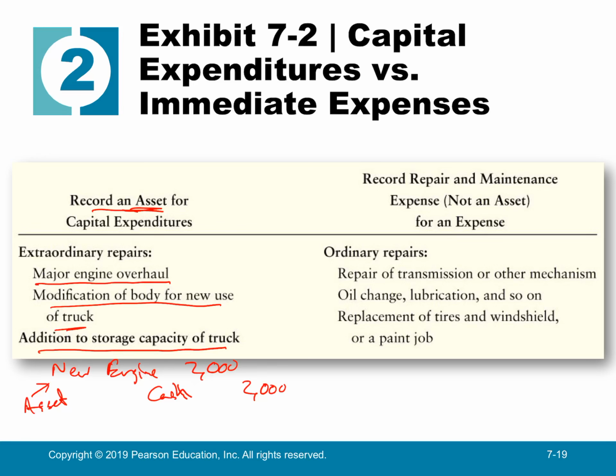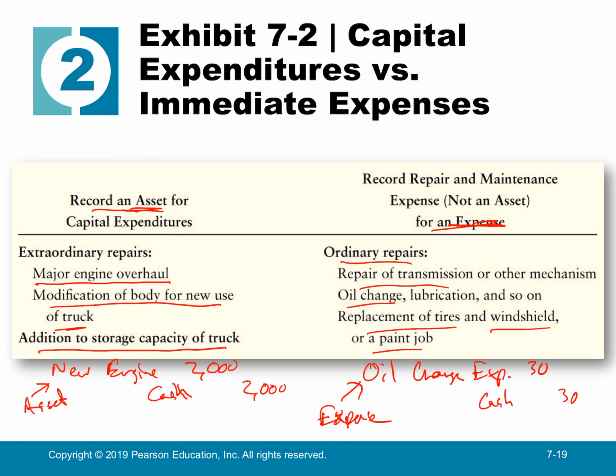What would be an example of a car expense where we would immediately expense it? Any ordinary repairs, right? Repairing the transmission, an oil change, replacing tires or a windshield, or getting a paint job or something like that. Generally, these will not extend the life or capacity of an asset. So here we might just do, I'm just making it up here, oil change expense $30, cash $30, right? So we would just expense it right away. This would not be an asset. So that's the difference.